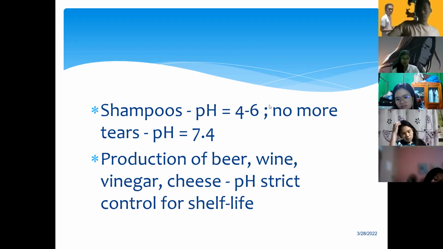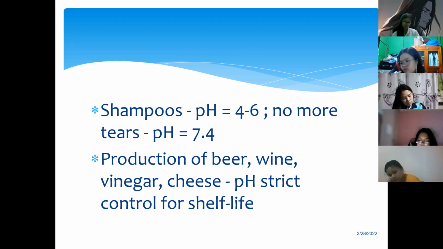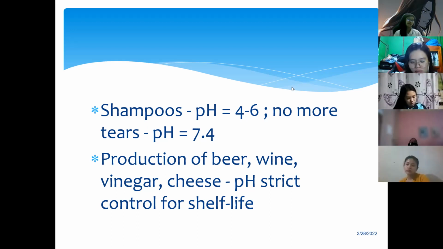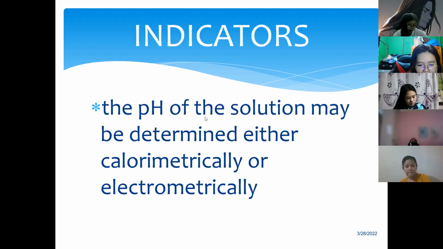The pH is not the same. And then, the production of other products like beer, wine, vinegar, and cheese follow strict protocol in terms of the pH. So that they can be preserved for a longer shelf life, so that they do not spoil easily. There is a strict control of the pH there. So, those are examples of the applications of the pH, and why we really need to know it and compute for it. Because they have applications.